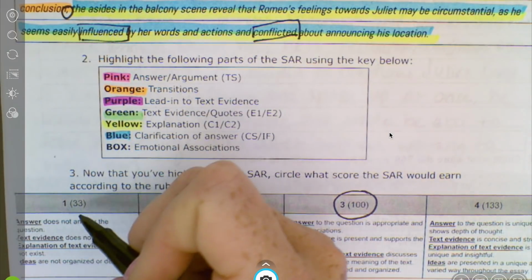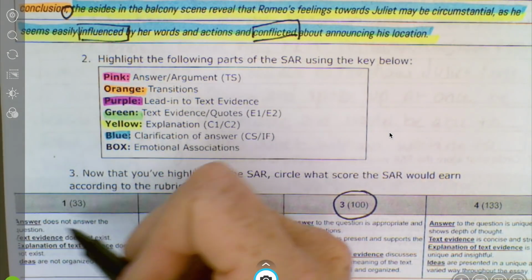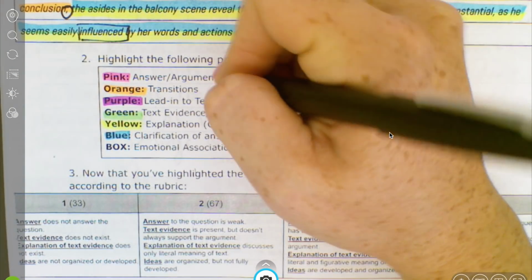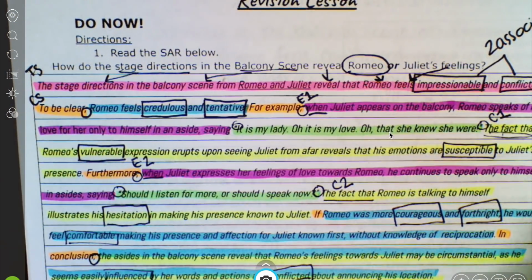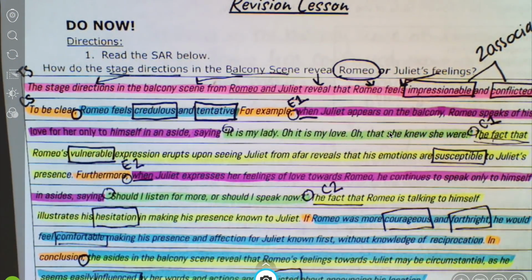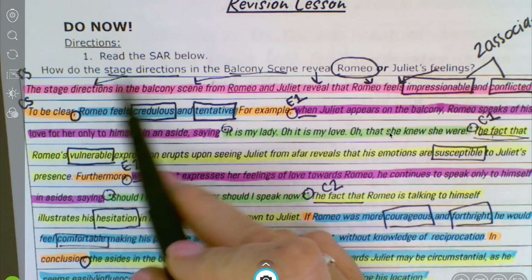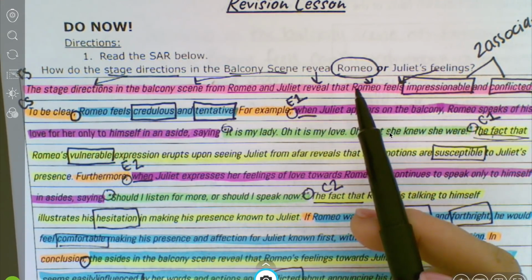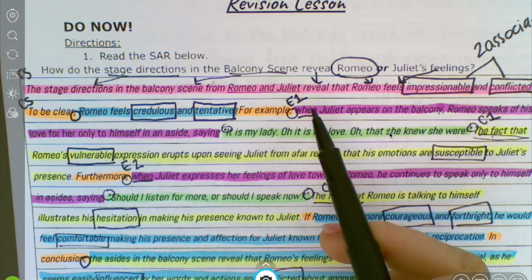If I start here with the 1, it says that the answer does not answer the question. When I say answer, I'm talking about my topic sentence. So I'm going to go into that topic sentence and make sure that it answers the question. Well, we've already said that this has all of the words in the question in the answer, which is awesome, because that means I'm directly answering the question.